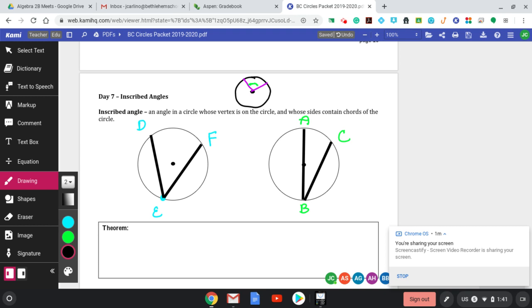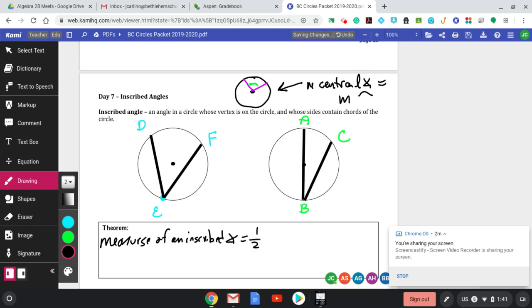Because remember, up here, the measure of a central angle was equal to its arc measure, right? Measure of its arc. Inscribed angle, a little different, all right? The measure of an inscribed angle is equal to half the arc measure. Okay, so it's not equal to like the central angle, it's equal to half.